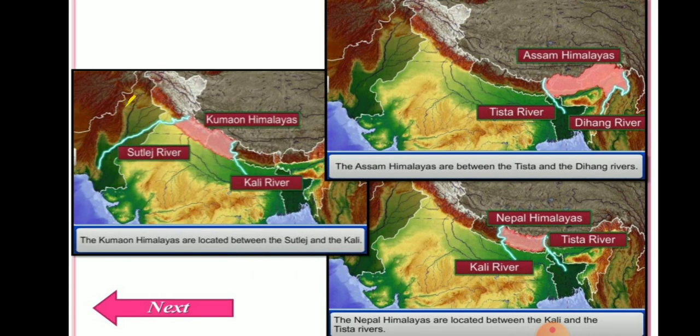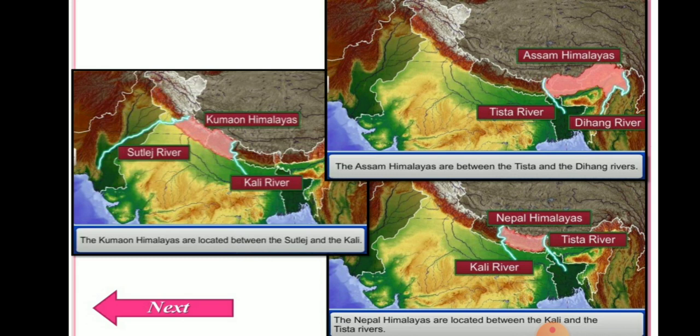Here we have Indus River, and here we have Satluj River. In between these two rivers, the section of Himalaya is known as Kashmir Himalaya. And we have Satluj River here, and here we have Kali River. In between these two rivers, the section of the Himalaya is known as Kumaun Himalayas.